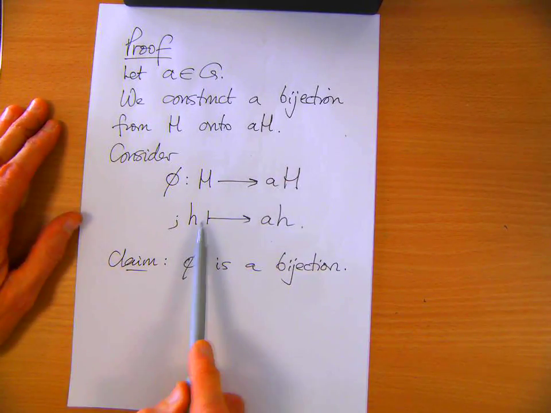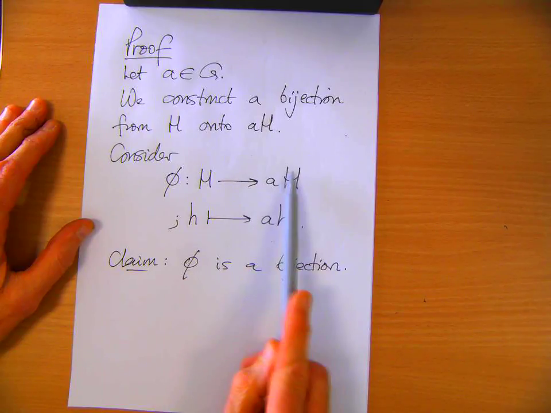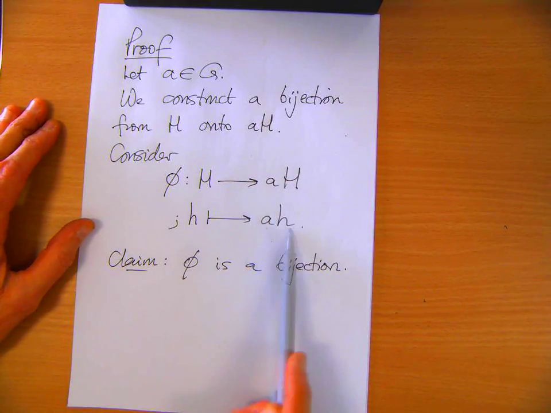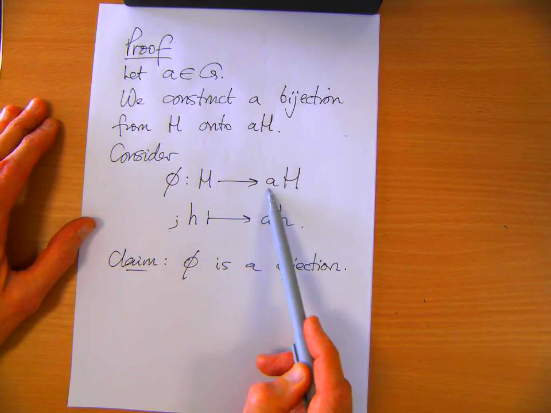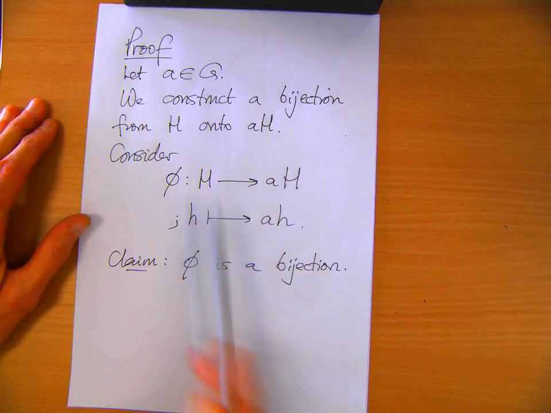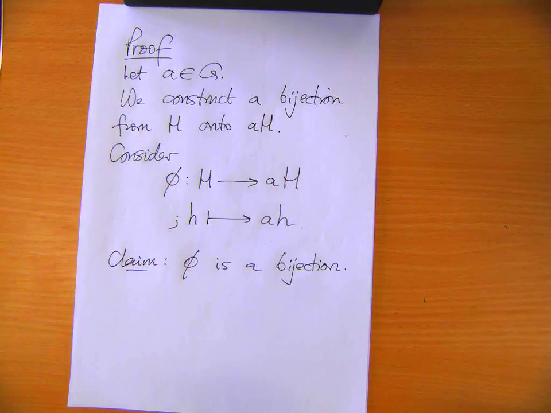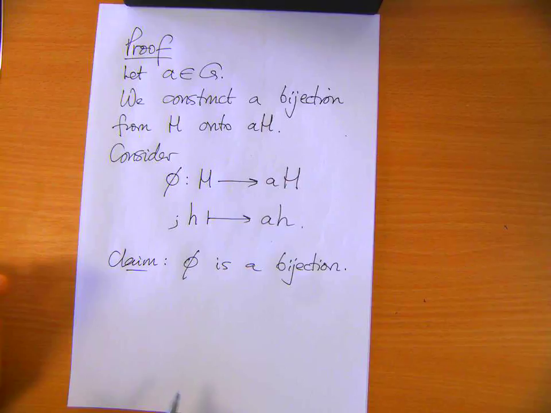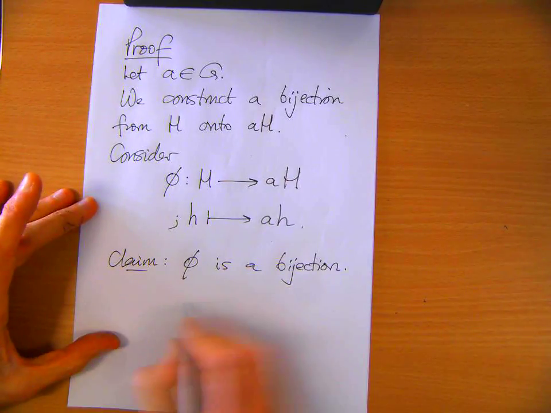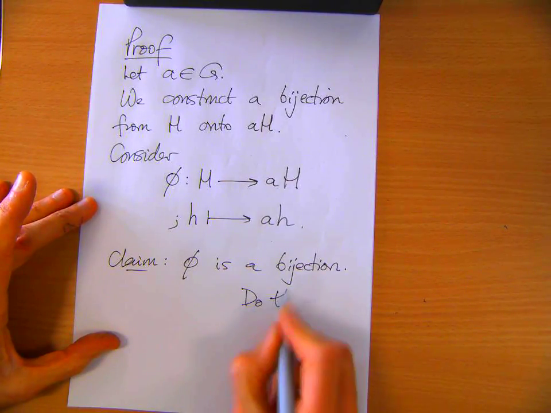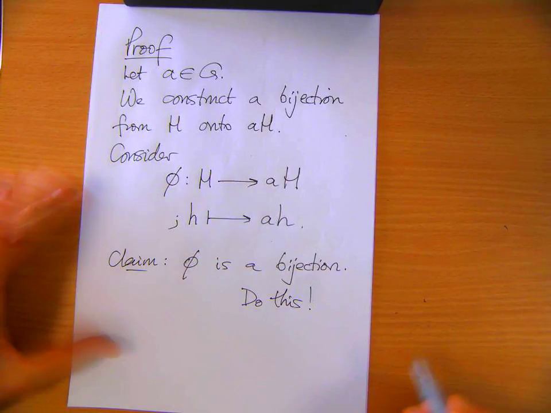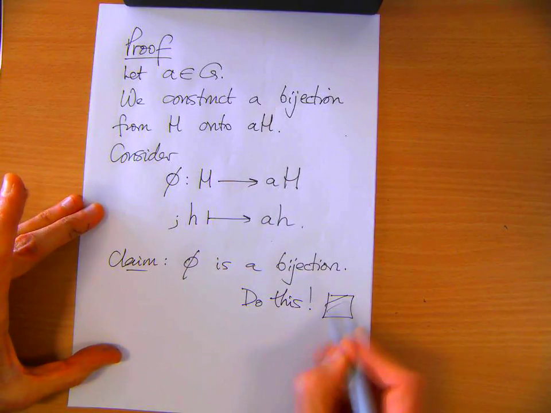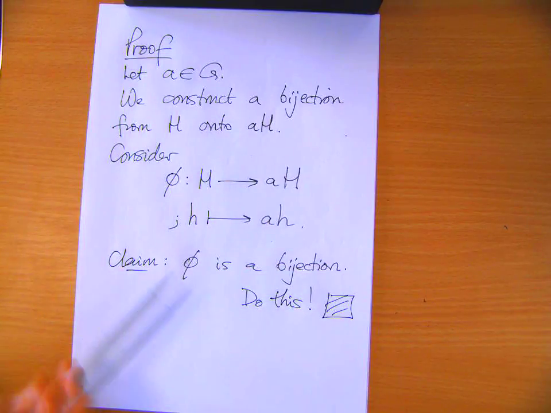Almost by inspection it's a surjection, because every element of A times big H looks like this. So every element of A times big H is an image of phi, and to show that it's injective you've just got to use left cancellation. I'll leave you to do that or look it up. It's a good exercise in proving that something is a bijection. If you want me to go through that, I can go through it in the tutorial. But it's a very straightforward proof.